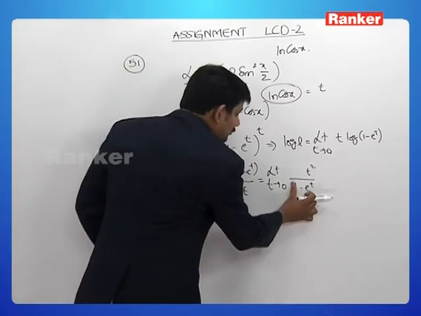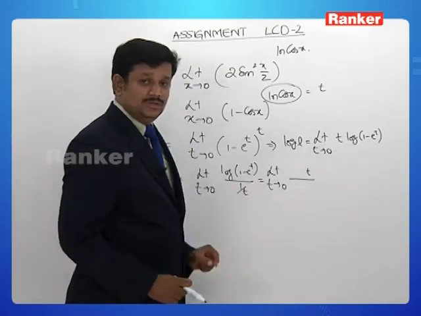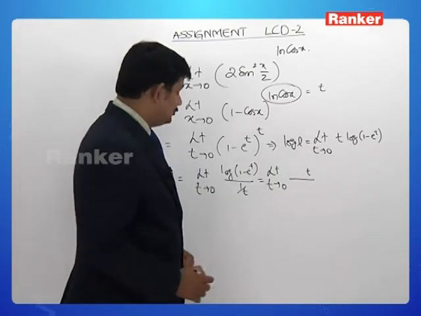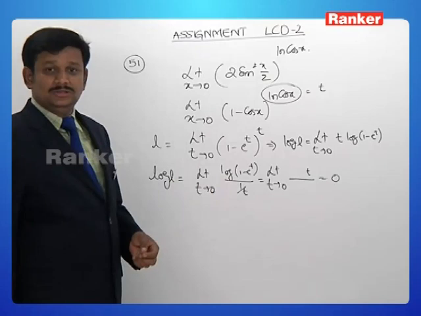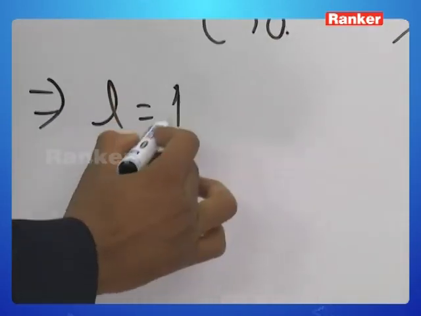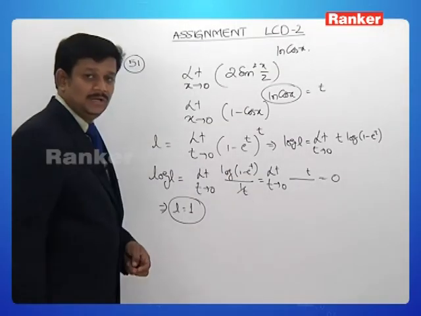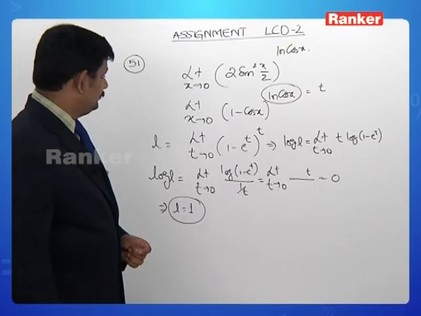So, this quantity is 1. Now, as t tends to 0, this expression tends to 0, so log L is equal to 0. From here, we can conclude L is equal to 1. This is how systematically we can do this question.